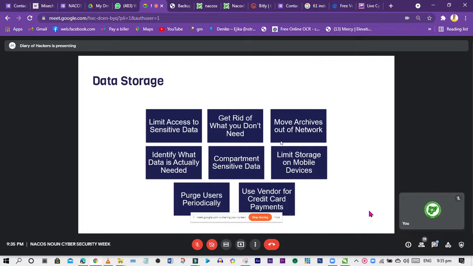That is, the users that have left the organization for a long time. What is their user account still doing on your server? And also use vendors for credit card payment systems. Don't say you want to develop your own because you believe you have a strong team. Use what is legit, what is vetted.